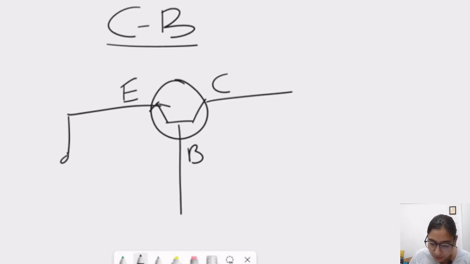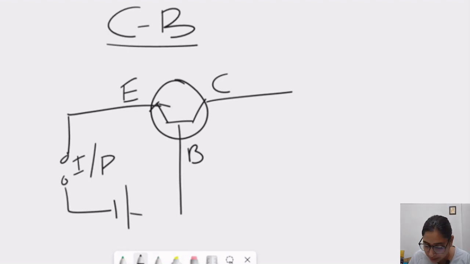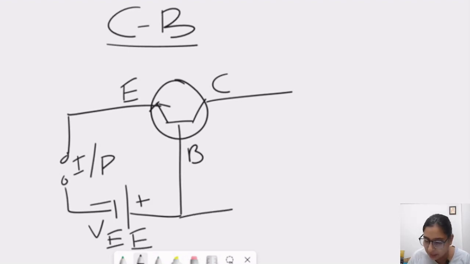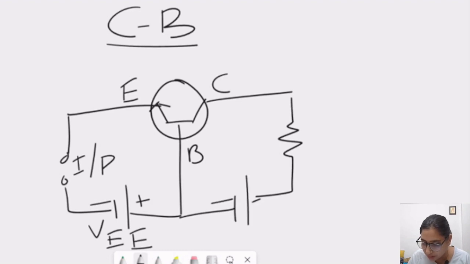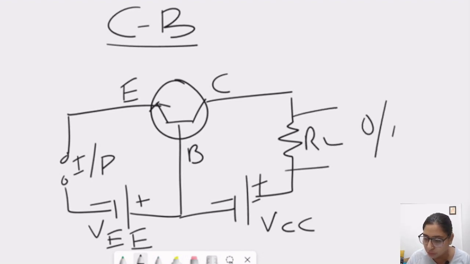Now here we will give the input, and this is our biasing battery, which is nothing but forward bias in the case of the emitter base. So this is the VEE, which is forward bias for the emitter base, and similarly the collector base junction is reverse bias. So positive is connected to negative and negative connected to positive, and this is VCC, which is the biasing voltage for the collector, and this is our load resistor RL, from where we are getting the output.